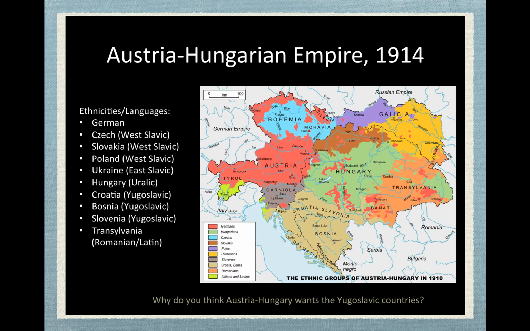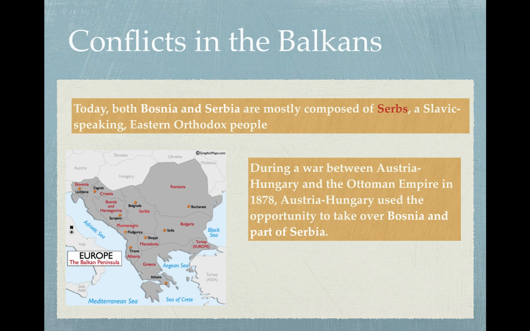So it's certainly not a unified culture. A nation state wants a unified culture in many ways. And so let's turn to the Balkan Peninsula.